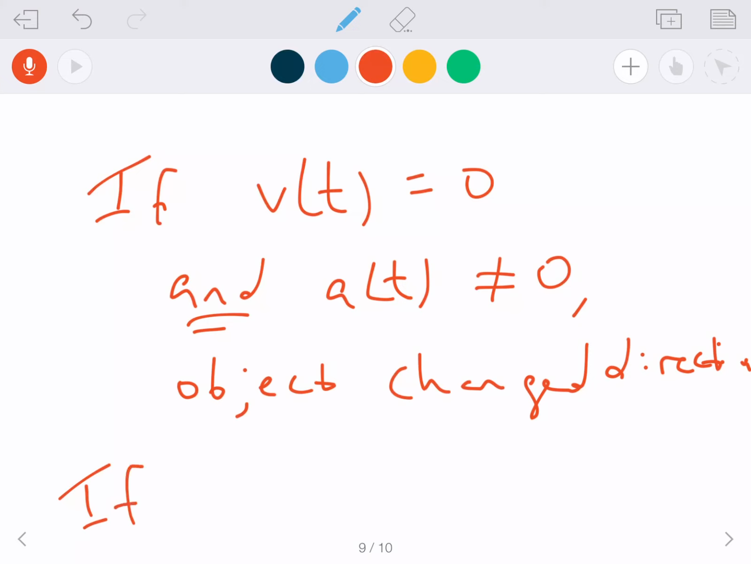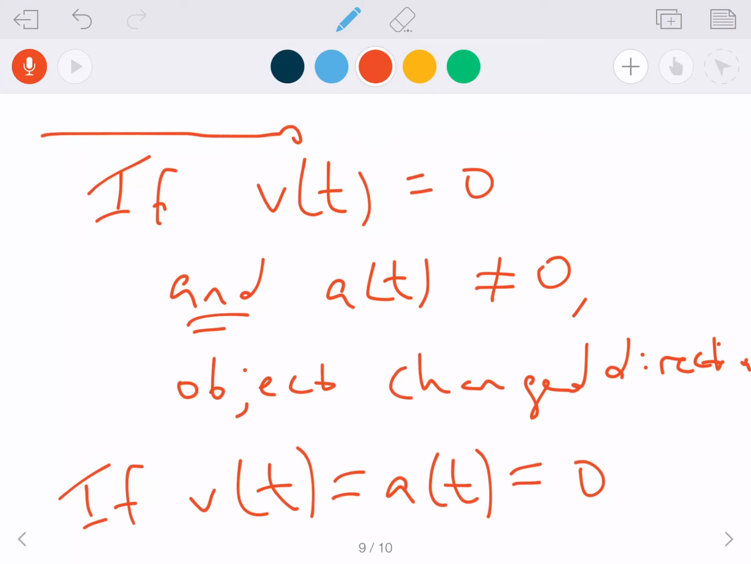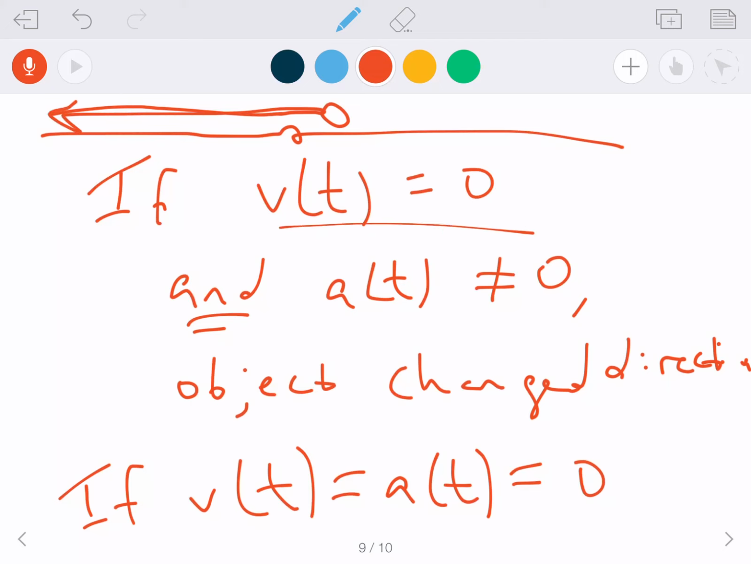If v of t and a of t are both 0, all we can say is that the object stopped. We have nothing to tell us that the object changed direction. We only know that the object stopped. It could keep going in the same direction. It could have been going, stops, and then keeps going, right? The only way that we can say the object changes direction is if it's going, it stops, and then it goes back in the opposite direction. We can only say that if the velocity comes to 0 and the acceleration is not 0.